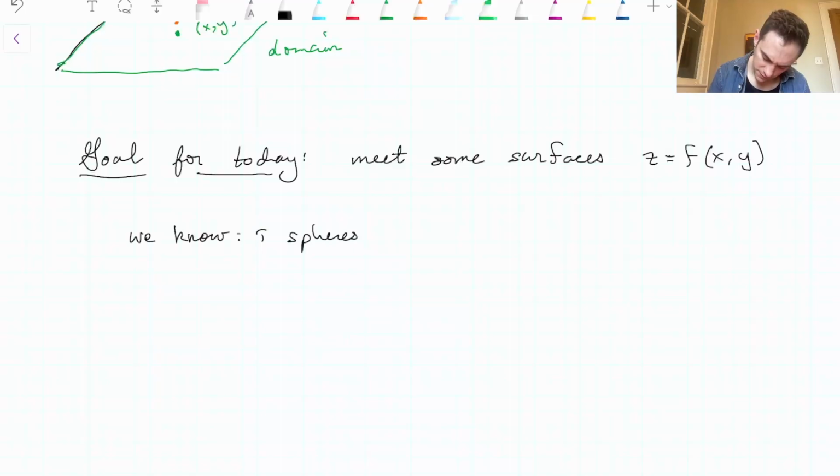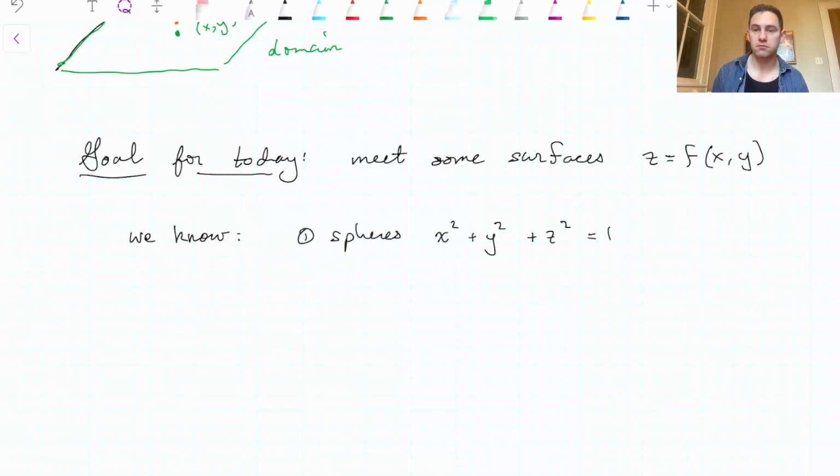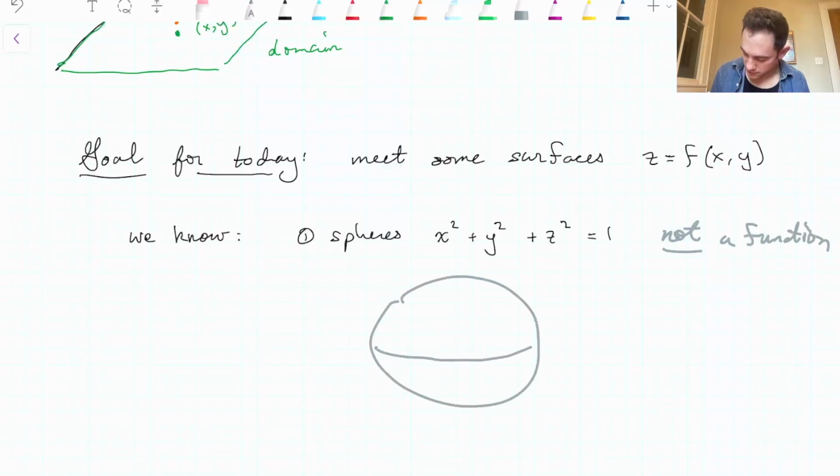We've met spheres. Right, so a sphere is something of the form, say, x squared plus y squared plus z squared equals 1, for instance. This says all points with distance to the origin 1. So we met spheres. This is a surface, but notably, it's not z solved for as a function of x and y. So in this case, and this is notably not a function, because if I imagine drawing this sphere, it would fail the vertical line test.